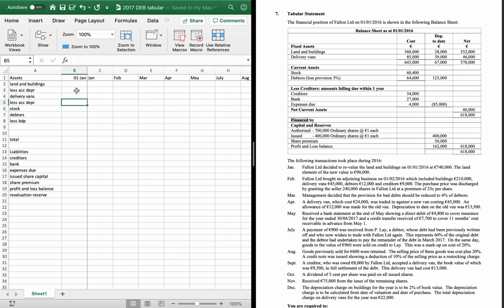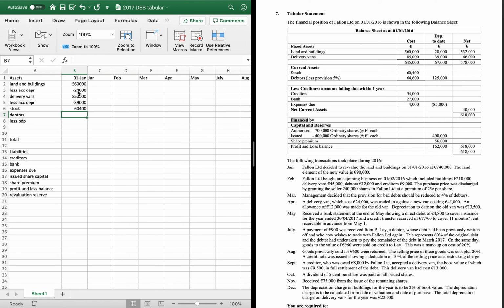So we'll just throw in our numbers to start off. So land and buildings 560 and then minus 28,000 for your accumulated depreciation. That'll give you the 532. 85,000 and minus 39,000. Stock is 60,400. Debtors is 64,600. That's provision of 5%. So that in effect is 95% of the debtors.